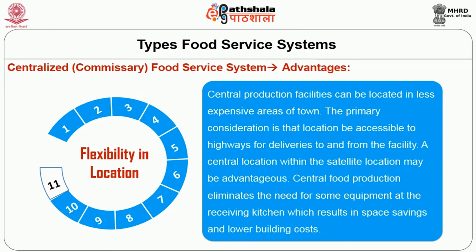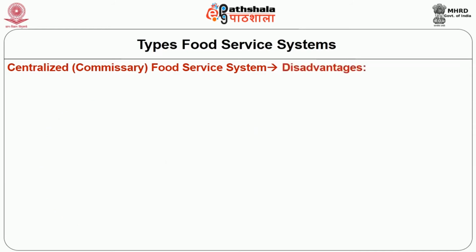There is flexibility in location. Central production facilities can be located in less expensive areas of town. The primary consideration is that location should be accessible to highways for deliveries to and from the facility. A central location within the satellite locations may also be advantageous. Fully equipped kitchens, which are not needed in each satellite kitchen, save equipment cost. Central food production eliminates the need for some equipment at the receiving kitchen, which results in space savings and lowers building costs. Now let us move on to see the disadvantages of centralized food service system.